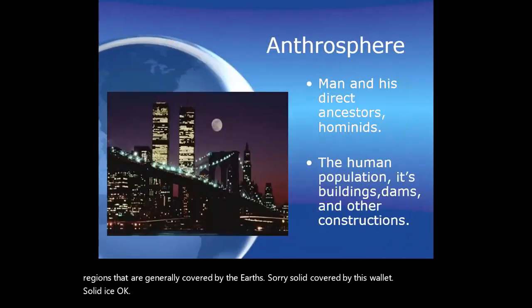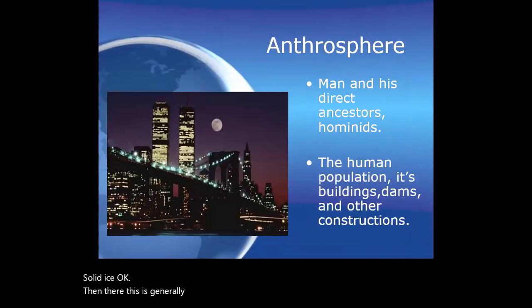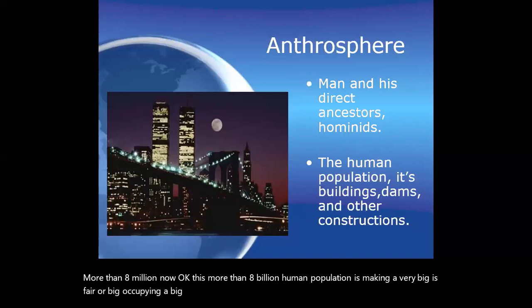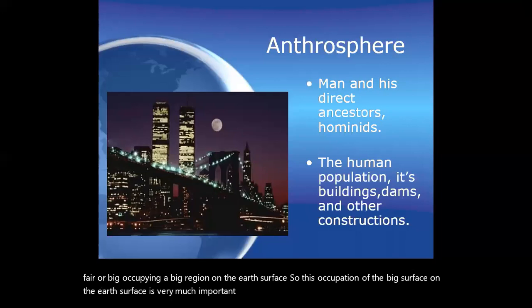Then this is what we call particularly a new sphere, because human population is more than 8 billion now. Okay, this more than 8 billion human population is making a very big sphere, occupying a big region on the earth's surface. So this occupation of the big surface on the earth's surface is very much important because human population is directly affecting the environment of earth or system of earth.